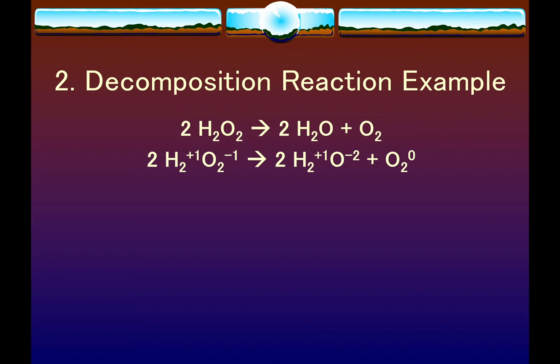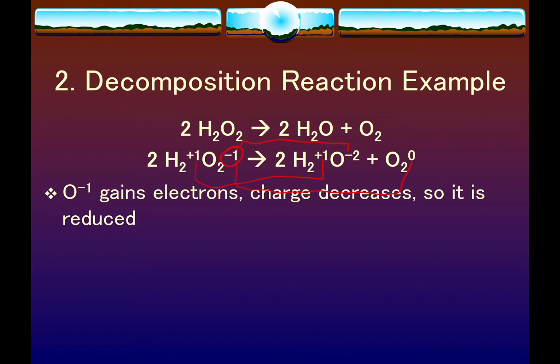So we identify within the compound of H2O2 what our oxidation numbers are. This is one of the rare cases where oxygen is a -1. We look and see how those charges change for oxygen, change for hydrogen. We also have ones that go to here. So we have two different oxygens gaining and losing electrons.